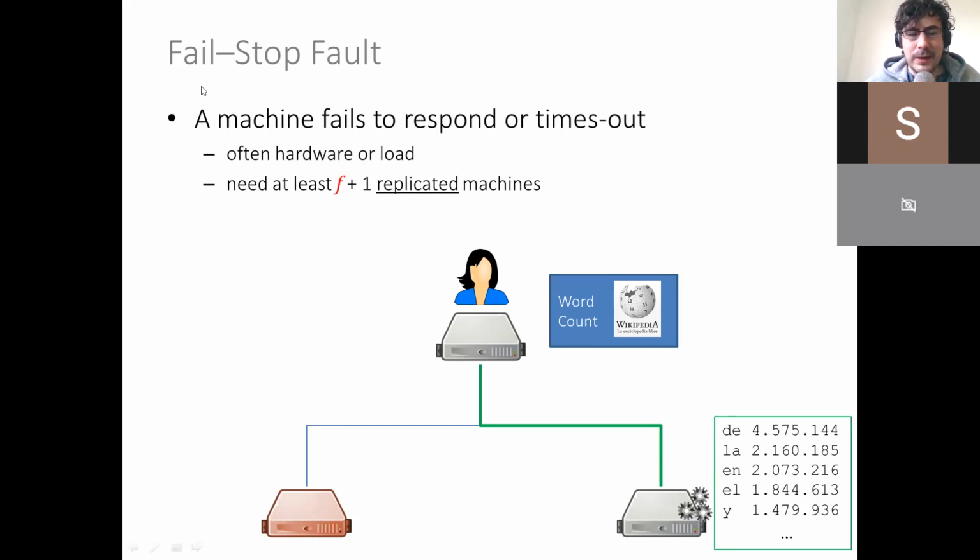So if we assume that all faults are fail stop faults, we need at least F plus 1 machines to ensure that we get a correct response. So with F plus 1 replicated machines, for example, with 3 machines, we can tolerate 2 fail stop faults. If we have 7 machines, we can tolerate 6 fail stop faults. So long as one machine returns the correct response, we're good. F here again being the number of fail stop failures.